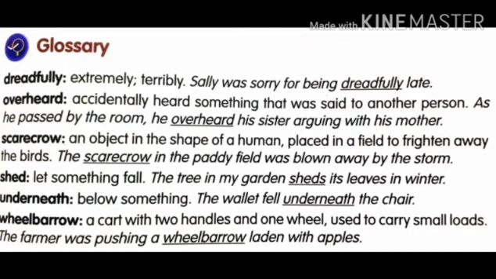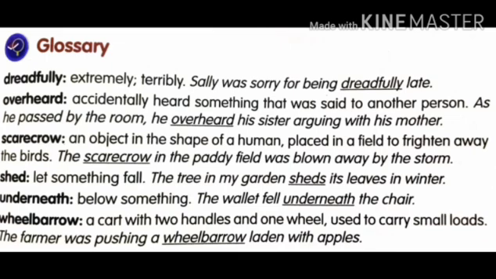Dreadful, extremely, terribly. So already we discussed dreadfully, feared, dreadfully, late. So we can use them with an intention of very, more. Okay, overheard, accidentally heard something that was said to another person. He overheard. Who overheard? In the lesson we observed that Peter had overheard. Now scarecrow, scarecrow is to frighten the bird. So it is an object in the shape of a human placed in a field to frighten away the birds.